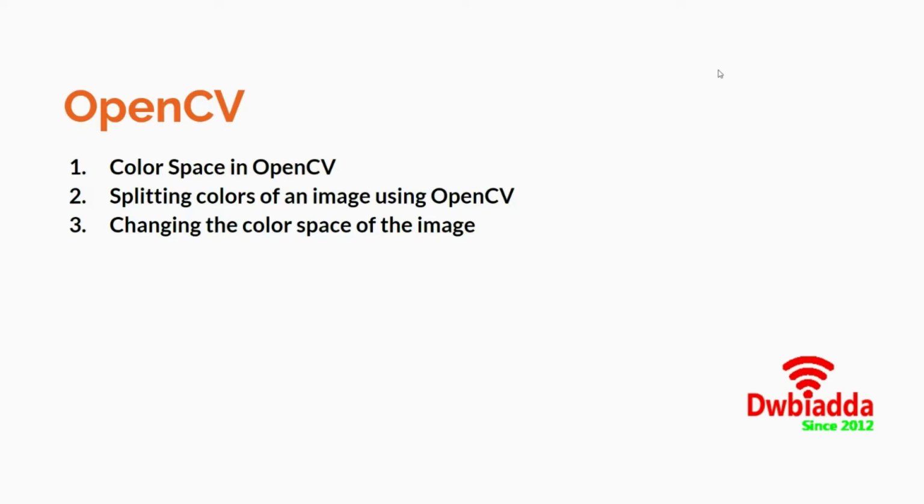Now there are different color spaces in OpenCV. There is the BGR color space, which is the default color space. Then there is the gray color space, and then there is the HSV color space as well. The HSV color space is the one in which humans see the world around them. We'll have a look at all of these color spaces, and how to convert from one color space to another, in subsequent lectures.